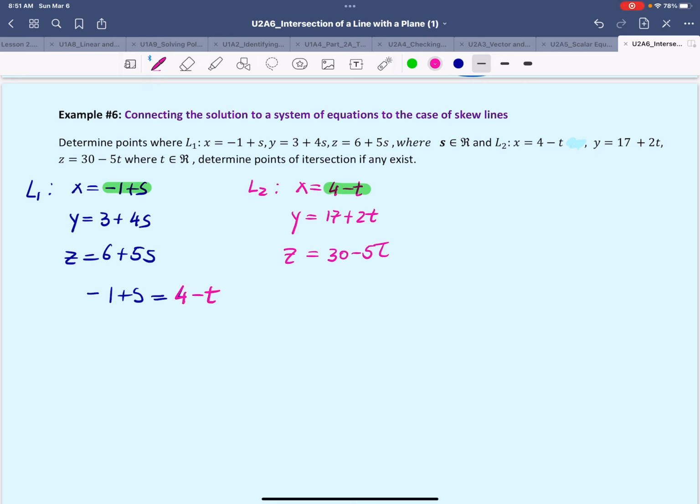And then we can choose the second set if we wish. Right here, 3 plus 4s equals 17 plus 2t. Let's be consistent with our coloring system. So that would equal 17 plus 2t. And last, we have 6 plus 5s equals 30 minus 5t.